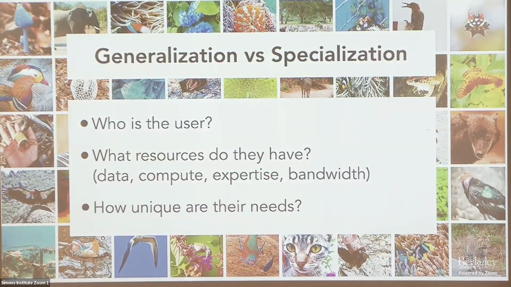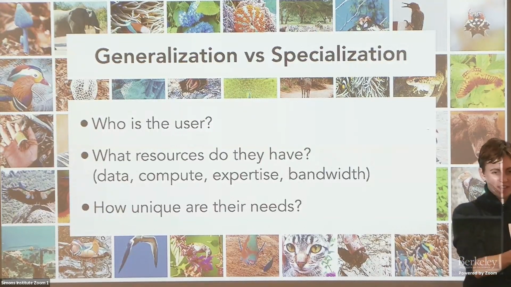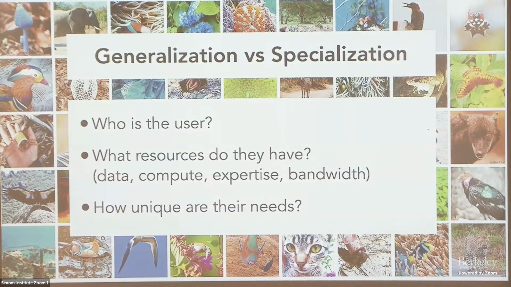And then, how unique are their needs? If you're a new national park and there's a really well-resourced national park right next to you that's already trained a really good model, and all of that data is public, then maybe you don't need too much specialization. But if you're representing much more unique needs, then the cost of getting a model to work well for you can be significantly higher.